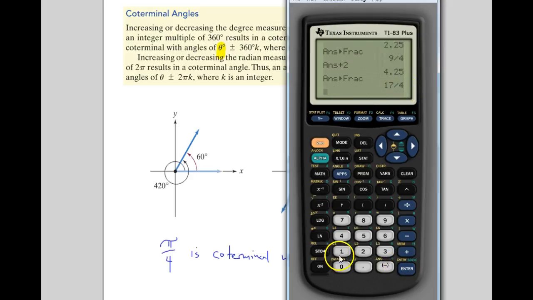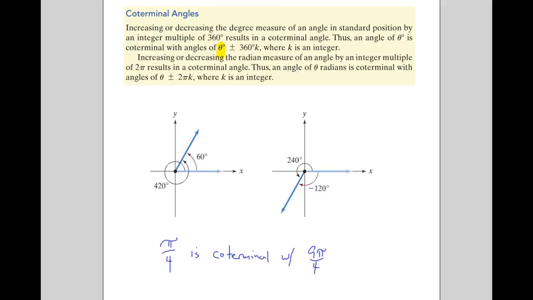Or I could start off with pi over 4. Again, notice I just omit the pi. Subtract 2 pi. Again, I omit the pi. Turn it into a fraction. That's negative 7 pi over 4. So it's coterminal with 9 pi over 4. It's also coterminal with negative 7 pi over 4.